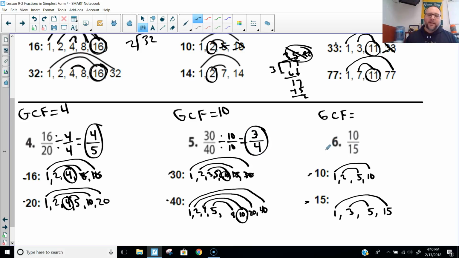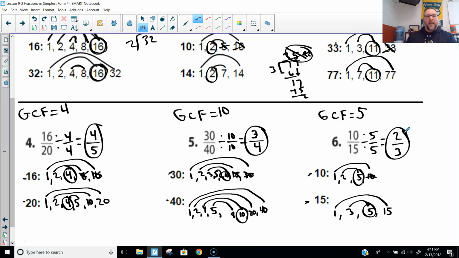And finally, going over to number 6, I have 10/15ths. 1, 2, 5, and 10. 10 is my greatest number, so I'm going to look down here and see if there's 10, and there is not. 5 is my next one, and there it is. It shows up in both. It is the greatest factor that is in both 10 and 15. My greatest common factor, 5. 10/15ths divided by 5/5 equals 2/3.